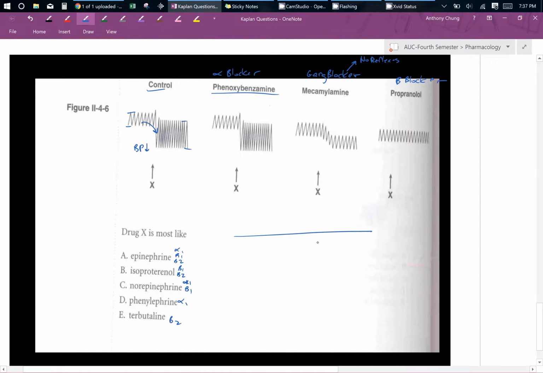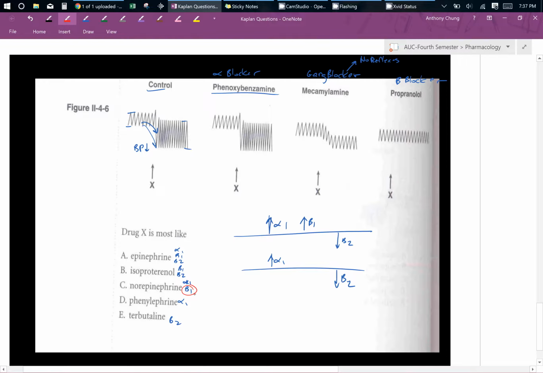So let's draw our little thing again, alpha 1, beta 1, beta 2. So the first thing is we notice that the diastolic decreases, and the only thing that can really decrease diastolic in these cases is some sort of beta 2 action. So anything that has beta 2 is possibly an answer, and anything that does not have beta 2 is not an answer. So norepinephrine has a beta 2.